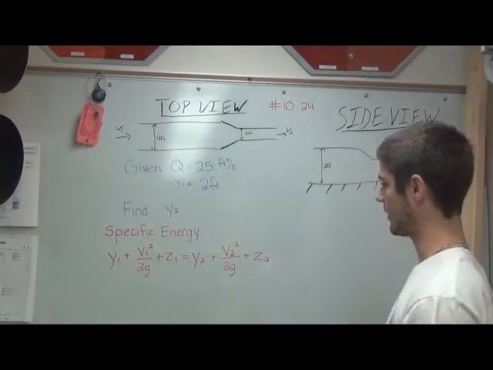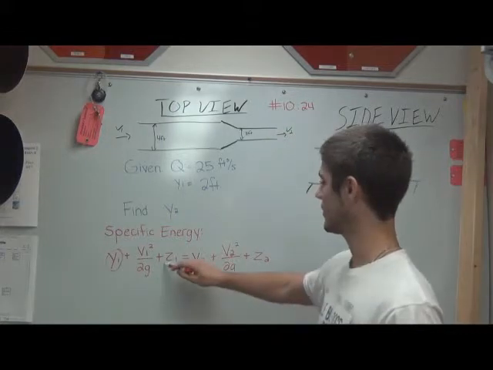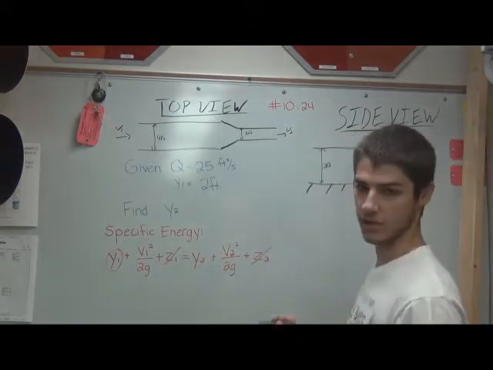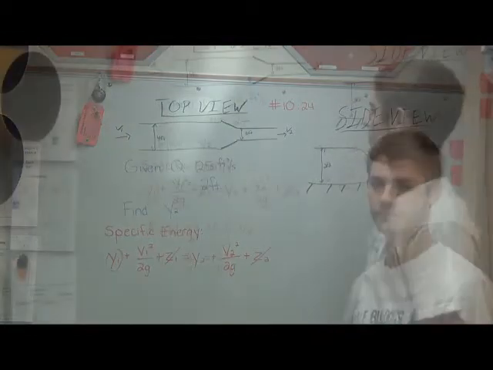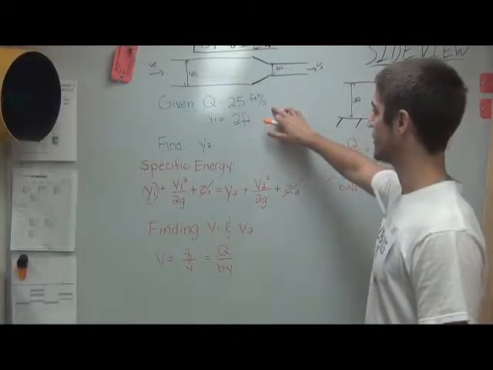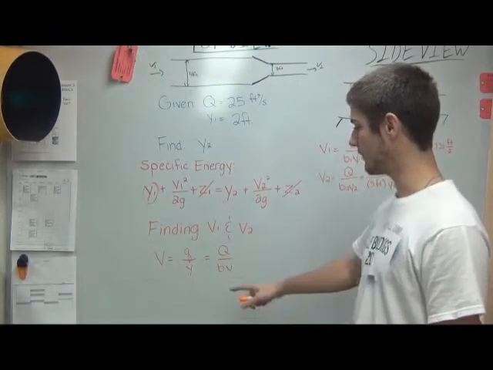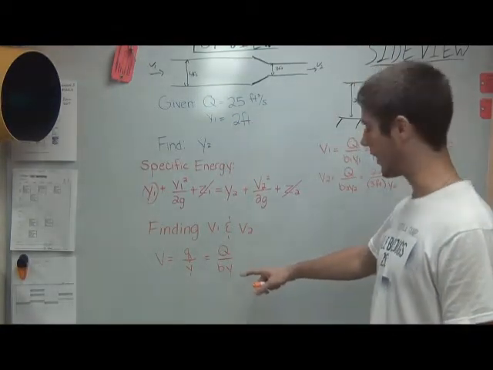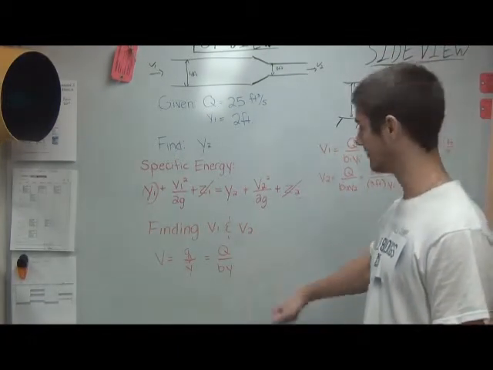So first of all, we're given Y1 here. We know that Z1 and Z2 are equal because it's channel elevation, so they can cancel out, and we're solving for Y2. Since we know the flow rate, which is 25 feet cubed per second, we can find V1 and V2. We know that V is equal to little q divided by Y, which is also equal to the flow rate divided by B times Y.